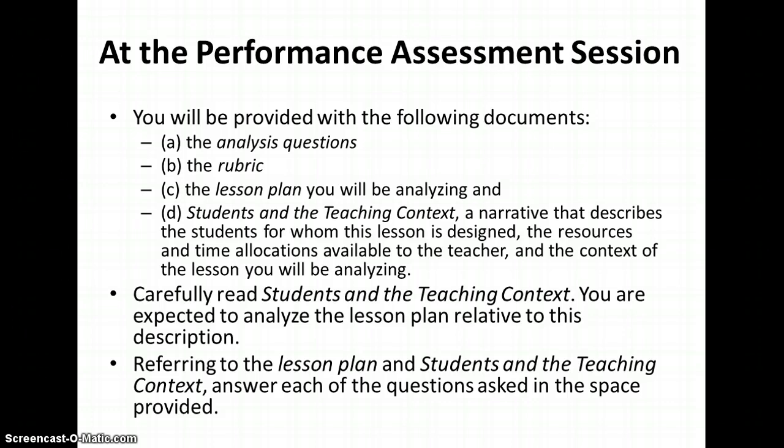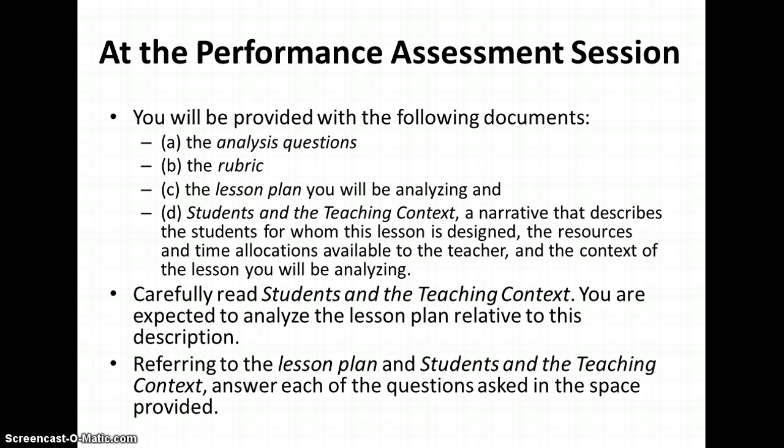At the performance assessment session, also known as exam day, you will be provided with the following documents. You will be provided with the analysis questions, the rubric, the lesson plan that you'll be analyzing, and students in the teaching context, which is a narrative that describes the students for whom this lesson is designed, the resources and time allocations available to the teacher in this particular lesson, and the context of the lesson you'll be analyzing.